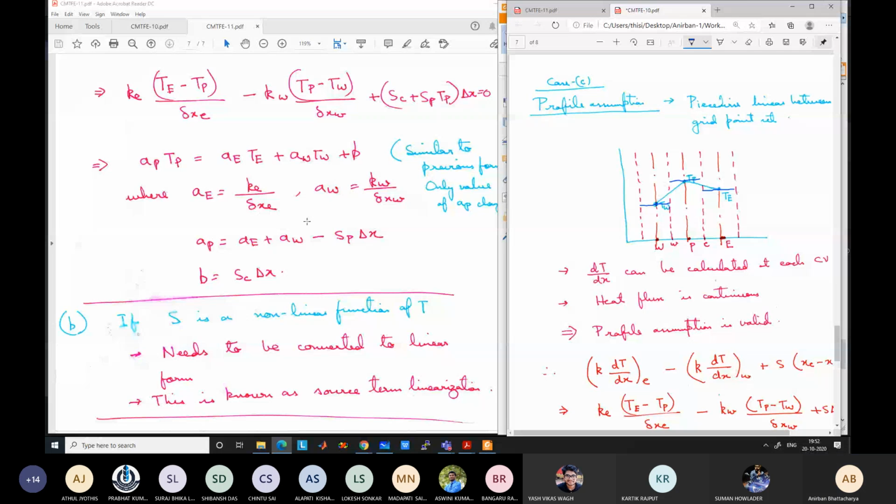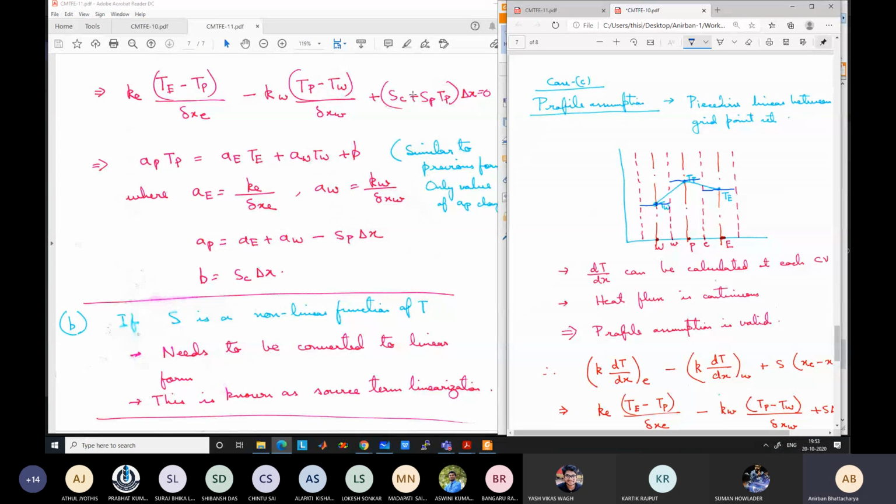So what if S is a linear function of T? No issue. What if S is a non-linear function of T? Like S is equal to a plus b T to the power 4, like a radiation problem. In that case also, we have to use this formulation. S is equal to SC plus SP TP. Okay, and the same equation, but this SP will now have some old time step value of T. Okay, this is known as linearization, as we will study later. Our equation has to be linearized from the non-linear equation.